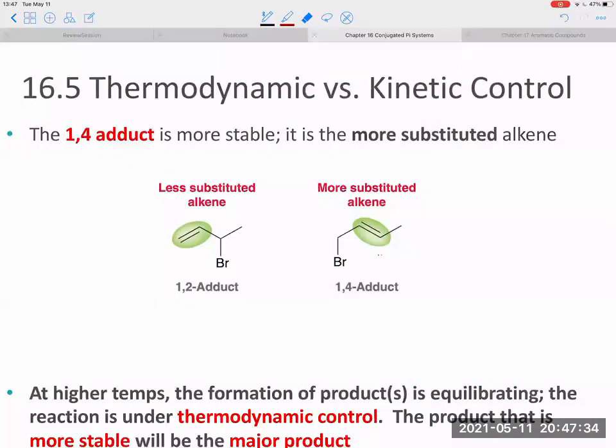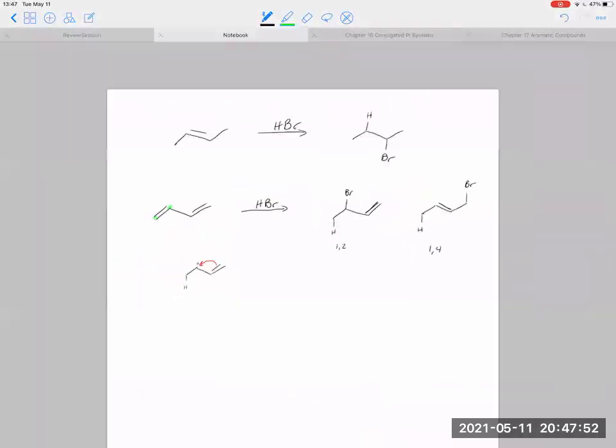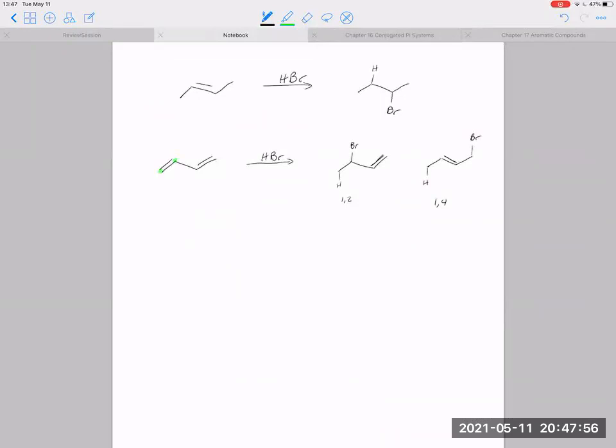It's more stable. Why? What is it about the 1-4 that's more stable? More highly substituted? Yeah, also kind of cheat, it's written on the screen. It's okay. The more highly substituted alkene. Okay, so let me just do two examples here. So something like this. That's the harder one. Okay, so HBr, high temperatures, HBr, low temperatures.